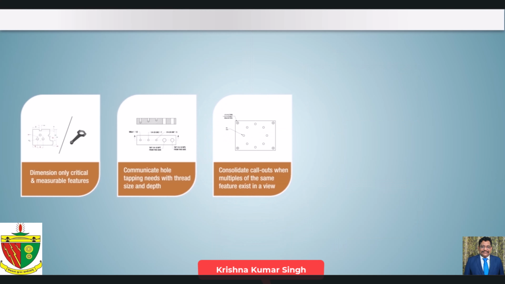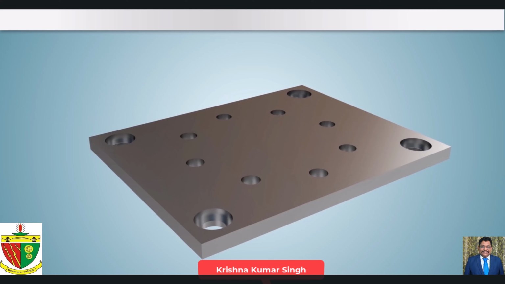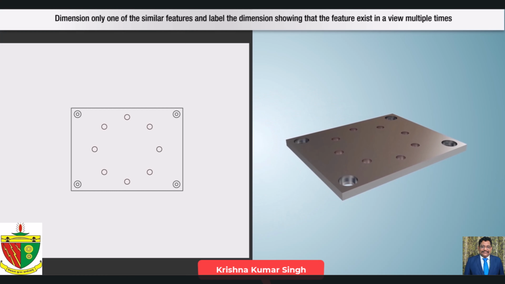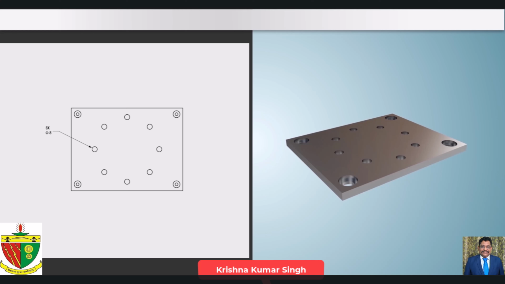Consolidate callouts when multiples of the same feature exist in a view. Dimension only one of the similar features and label the dimension showing that the feature exists in a view multiple times. For example, 4 x 10-32 tap implies that in the view there are 4 10-32 threaded holes.